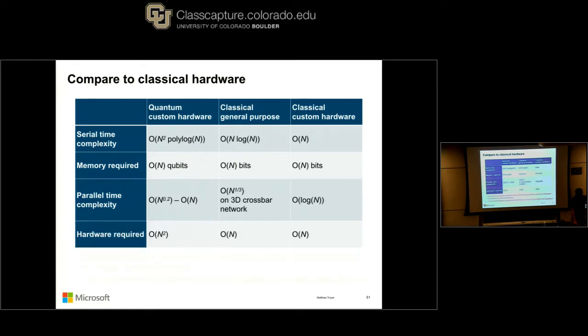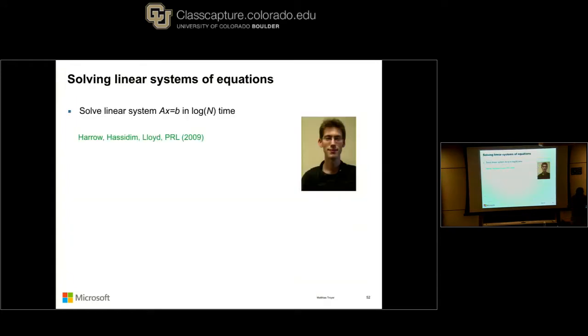Okay, so linear systems was mentioned. One can solve a linear system in logarithmic time as long as you can evolve efficiently under the matrix A. So I need to evolve under the exponential of minus iAt.